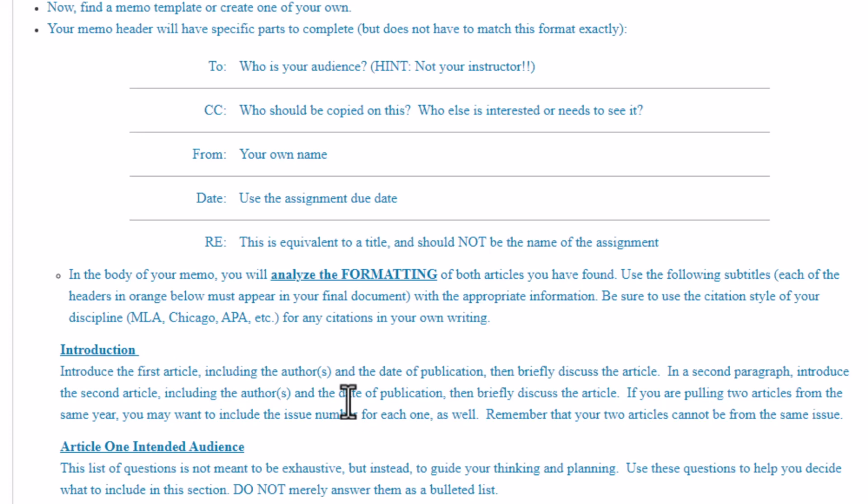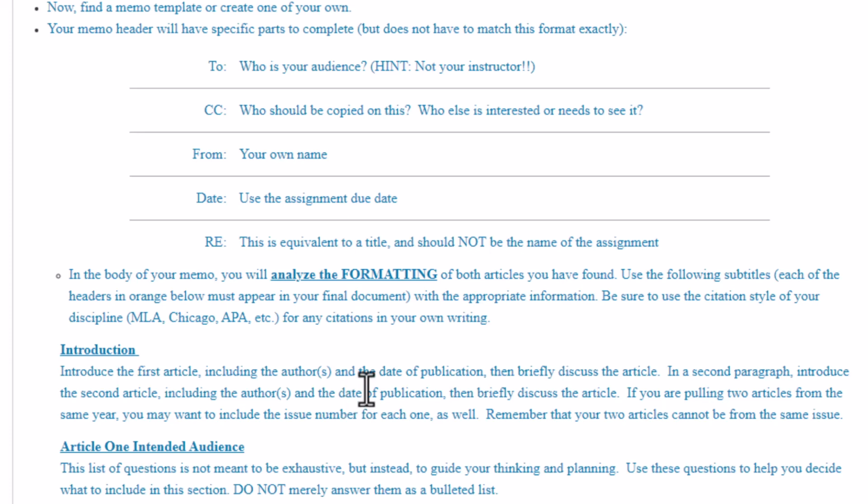This is by no means an in-depth analysis of the article. Very, very short synopsis of what it covers. That's all you need. One to two sentences at most is all you would really need here. Then in a second paragraph, you'll introduce your second article, the authors and its date of publication. Again, a very brief discussion of what it's about.